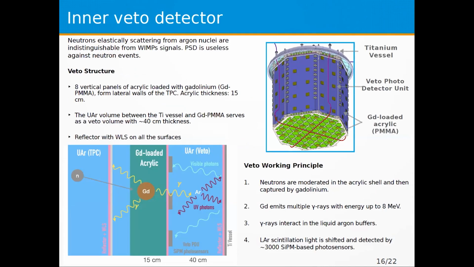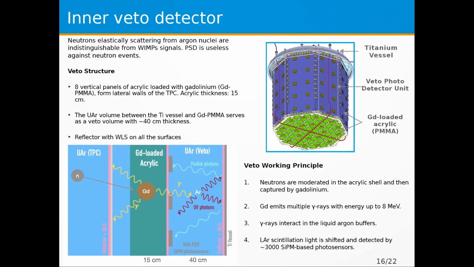So the principle of working the inner veto is like this. Neutrons are a threat because they can be easily mistaken for WIMPs. They have the same signature and they are in the same F90 parameter space. They occupy the same region, so around 0.7 parameter. So that is why some other technique is used. PSD is useless. Full shape discrimination is useless. And that is why, of course, the additional structure, another method, needs to be built.